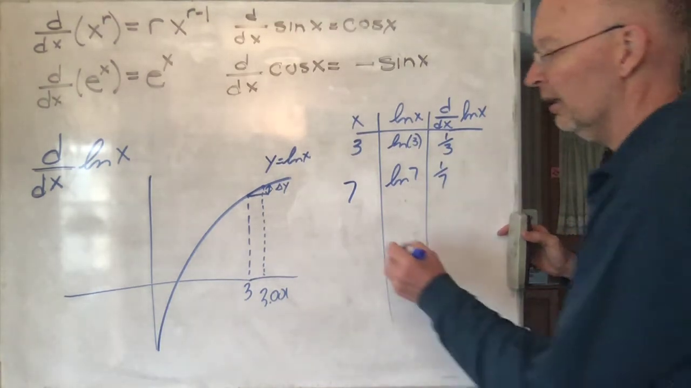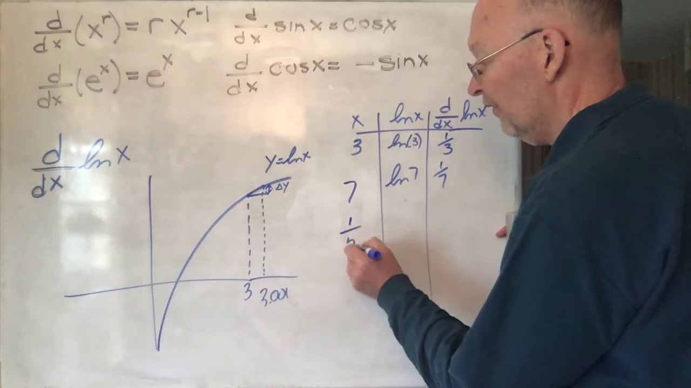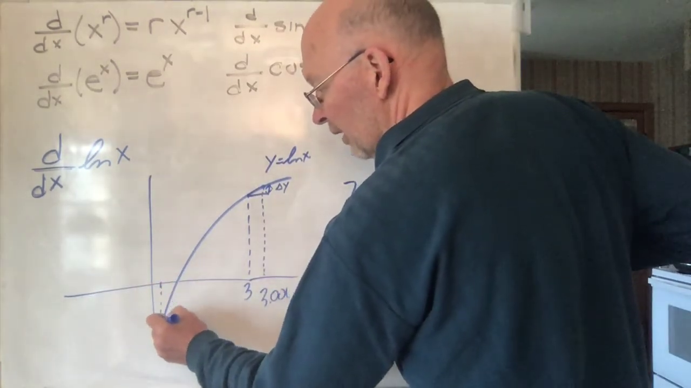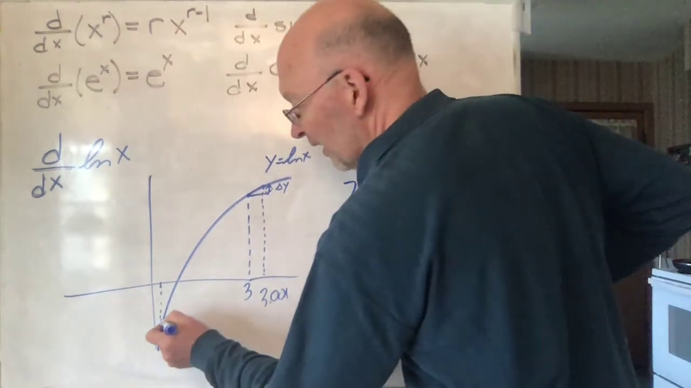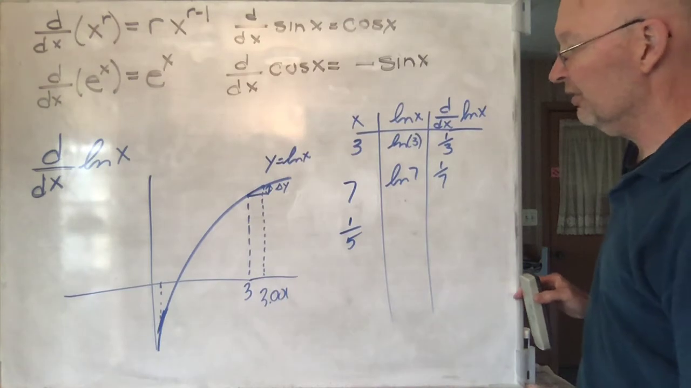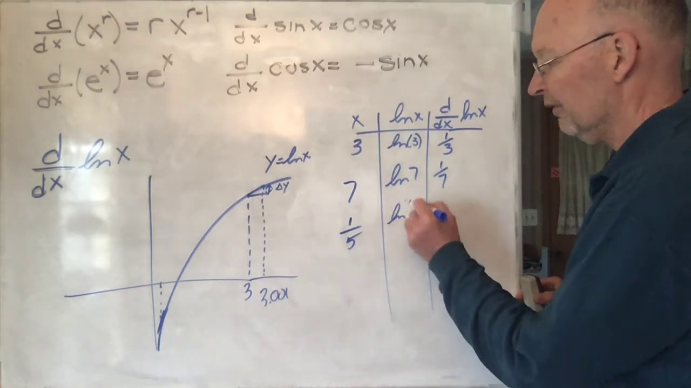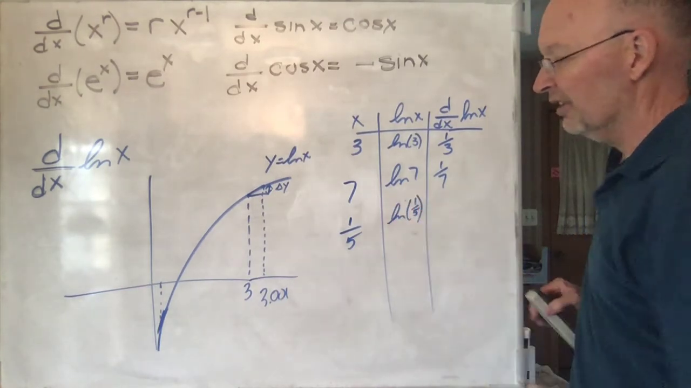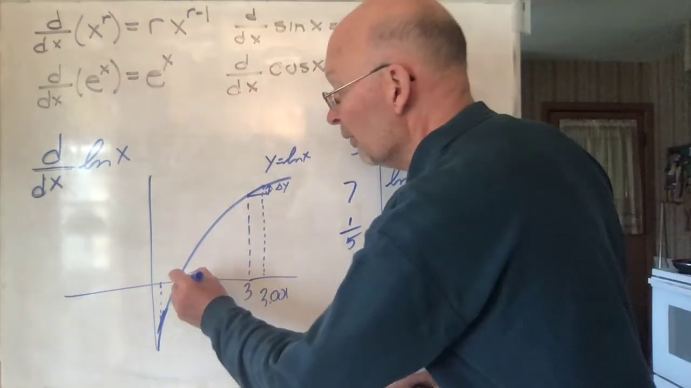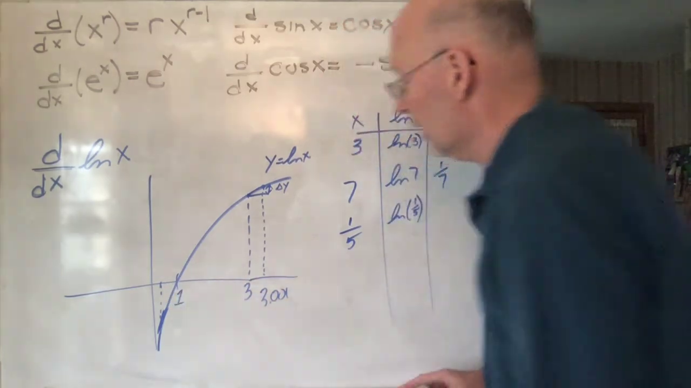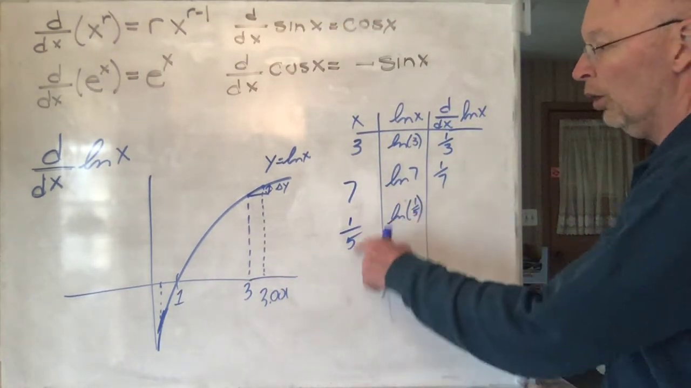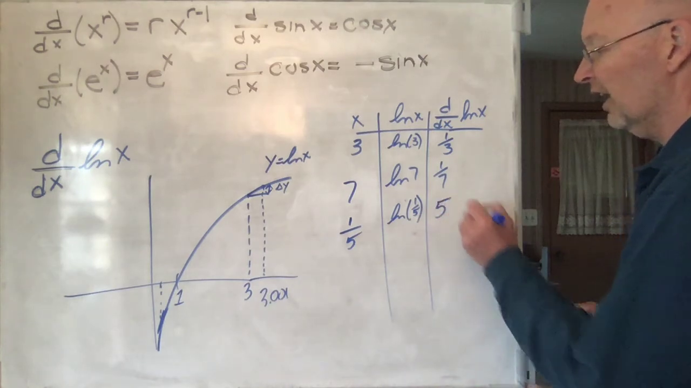If you put in 1/5, notice there's no negative values to put here, but if you put in 1/5 down there, notice the slope of that is pretty large. Here's the ln of 1/5. It's a negative number since 1/5 is less than 1. Here's 1 right here. And what's the slope there? You see what it's going to be? 1 over 1/5 is 5.